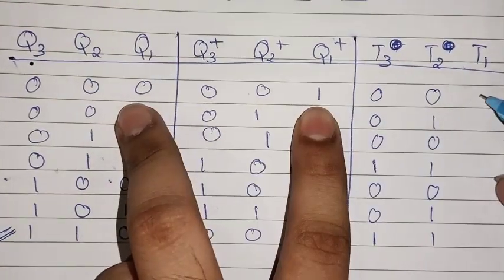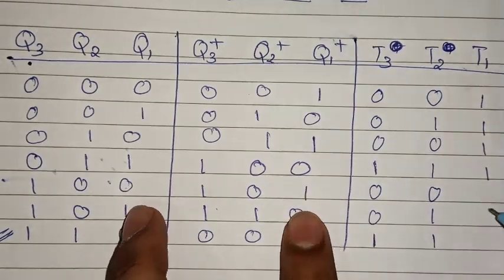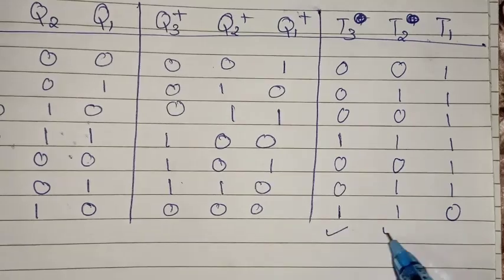So now the last column. This is 0, this is 1. This means T1 was in toggling state. Now this is 1, this is 0. T1 was in toggling state. This is 1, this is 0. Toggling, toggling, toggling, toggling, and not toggling. Okay, so we have completed our T3, T2, T1 columns.